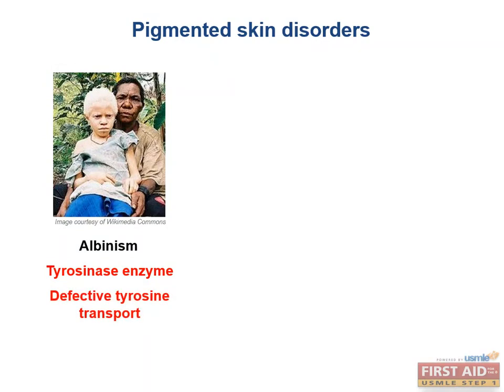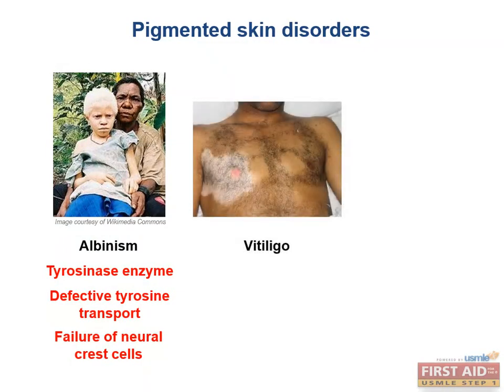Defective tyrosine transport can also result in a similar presentation. A different form of albinism occurs as a result of poor migration of neural crest cells into the skin. In this form, the melanocytes, a neural crest derivative, never actually make it to the skin, and therefore a decreased number of melanocytes is the actual cause of the disease. What's another disease that results from the migration failure of neural crest cells? That's right, Hirschsprung's disease.